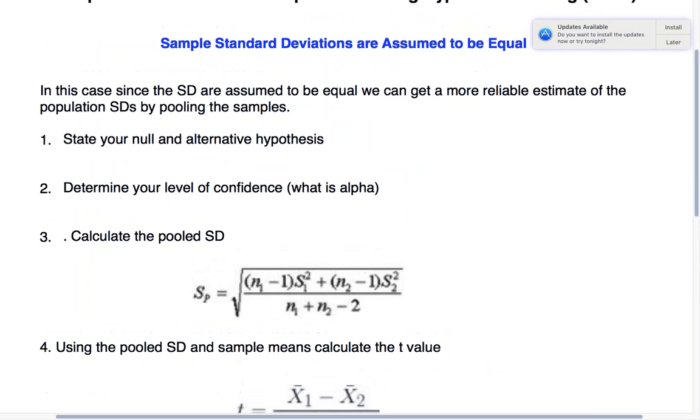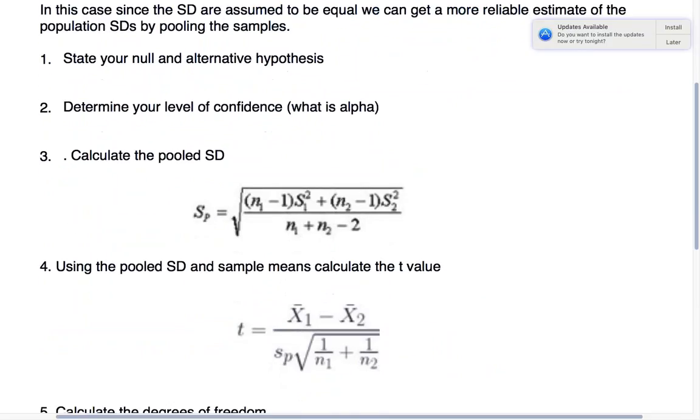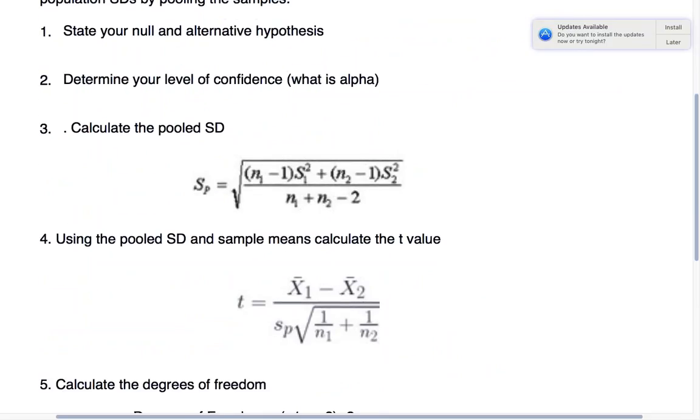Okay, so since we're assuming them to be equal, instead of relying on two separate standard deviations, I'm going to put all the numbers together and calculate a single standard deviation, a pooled standard deviation. I'm going to call it SP. SP is going to be equal to the square root of sample size of group 1 minus 1 times the standard deviation squared of group 1, plus the sample size of group 2 minus 1 times the standard deviation squared for group 2. Anybody remember what you call the standard deviation squared?